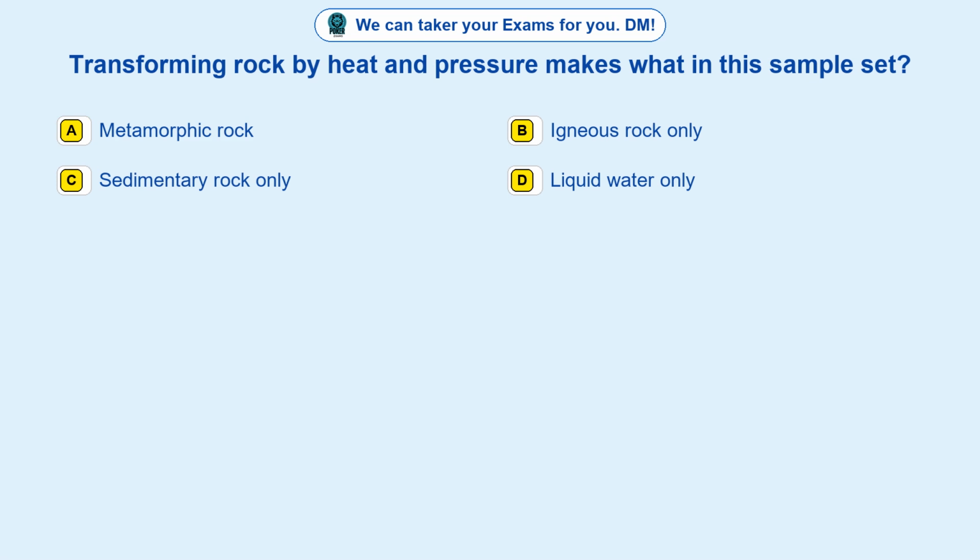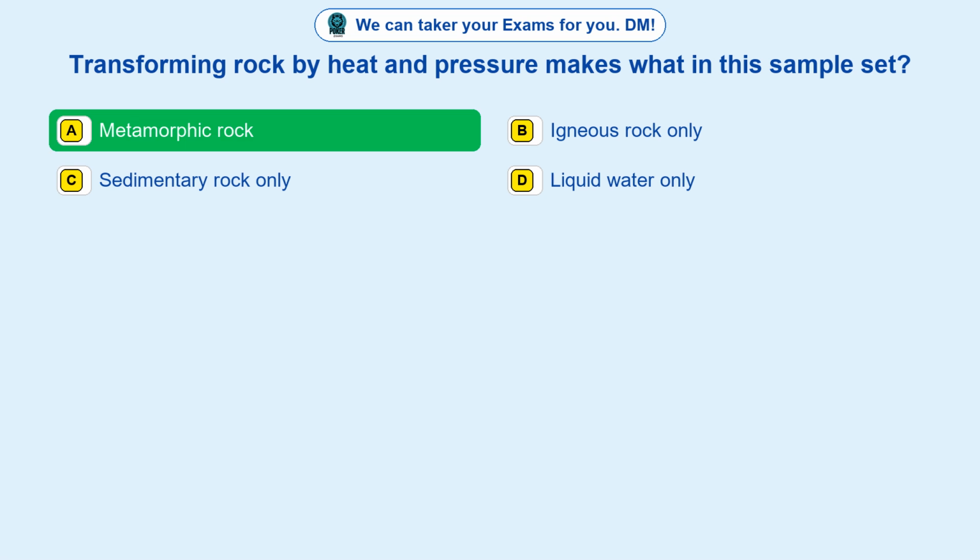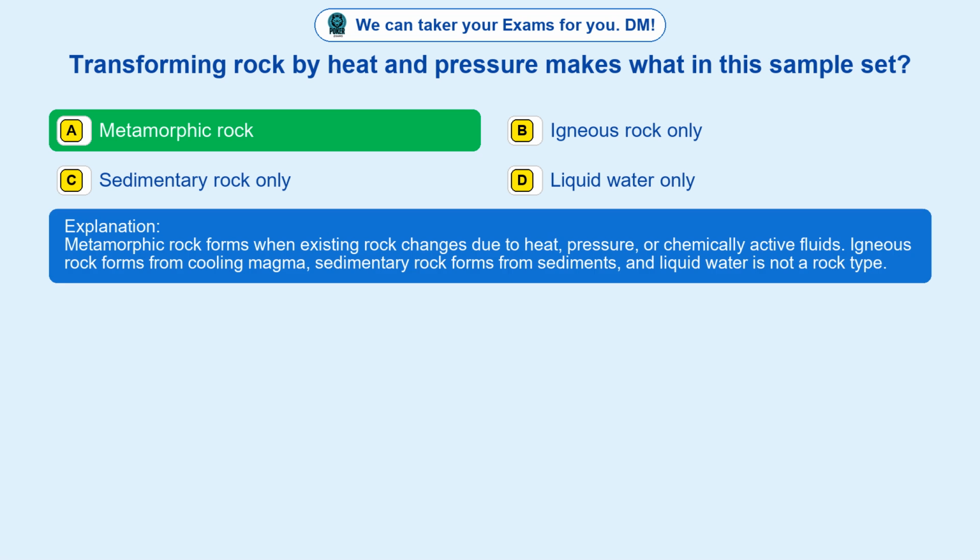Question 86. Transforming rock by heat and pressure makes what in the sample set? Option A, metamorphic rock. Option B, igneous rock only. Option C, sedimentary rock only. Option D, liquid water only. The correct answer is option A, metamorphic rock. Metamorphic rock forms when existing rock changes due to heat, pressure, or chemically active fluids. Igneous rock forms from cooling magma, sedimentary rock forms from sediments, and liquid water is not a rock type.